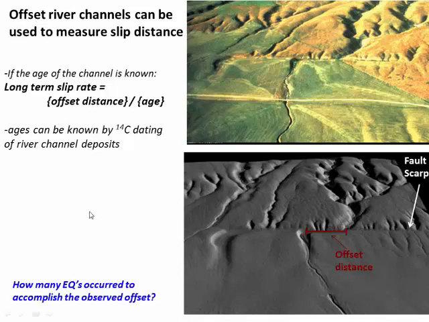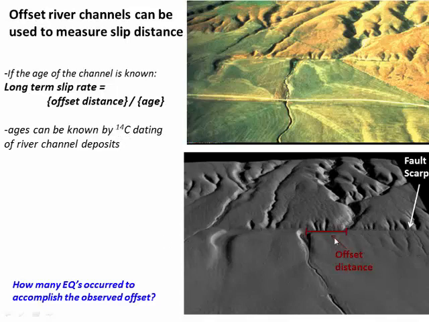We're going to see a little later that dating the age of this river channel then becomes the problem. How do we actually know how old this river channel is? And one way to do that is to use carbon-14 dating of deposits associated with this river channel.